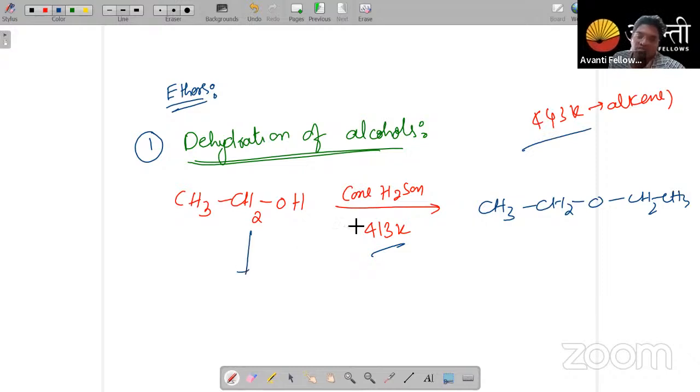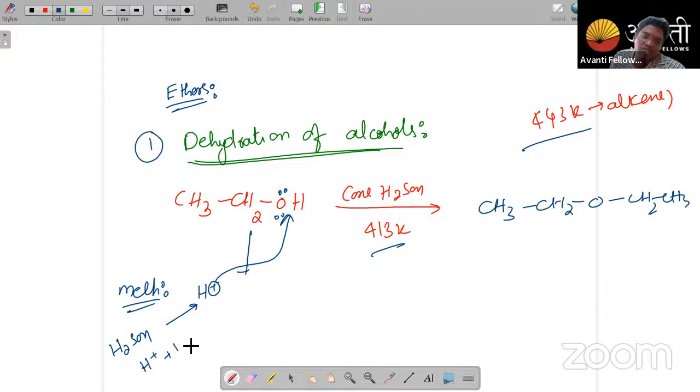So what is the mechanism we are going to see here? From H2SO4, you are going to get H plus. This H plus will attack the oxygen, which has a lone pair. This H plus comes from H2SO4, giving H plus and HSO4 minus. So the intermediate formed will be CH3CH2OH2 with a positive charge on the oxygen.